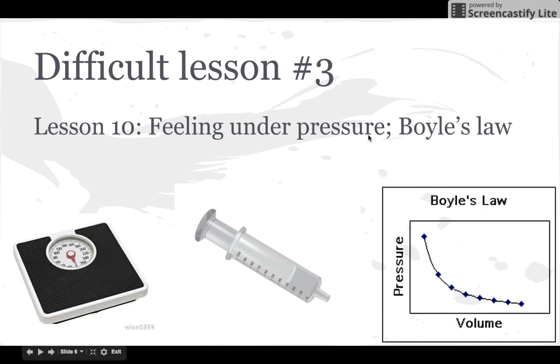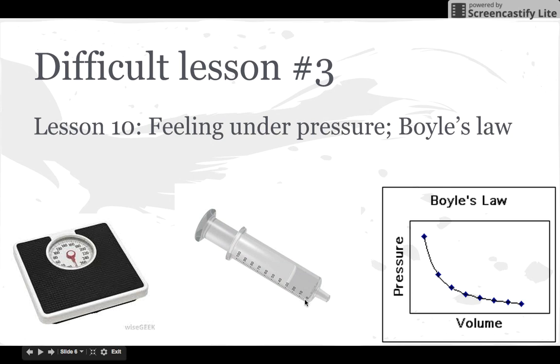Feeling under pressure, lesson 10, is the third difficult lesson. You need bathroom scales. This is something where physics teachers may have those. That may be something that you can borrow from them. And then you're going to be using syringes.